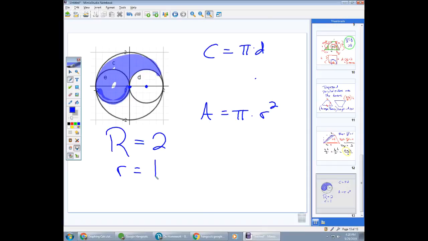Are the circles equal sized? Circle E and circle D, those are the little ones, they are the same size. They're both radius 1. And circle C has radius 2. So is circle C twice as big? Yes. No, it's more than twice. It's more than twice as big.